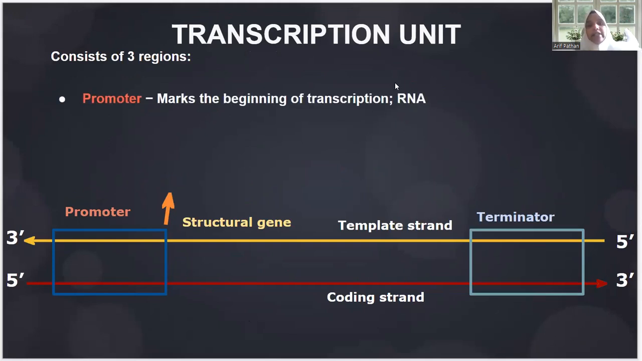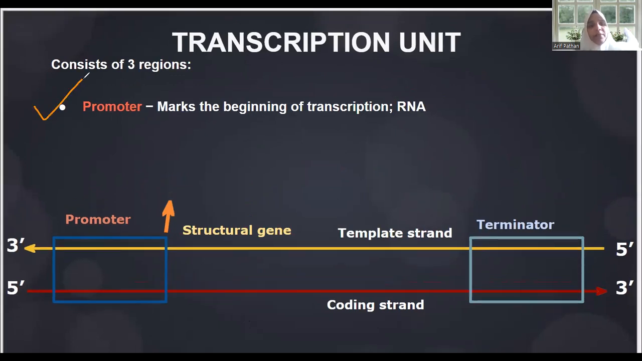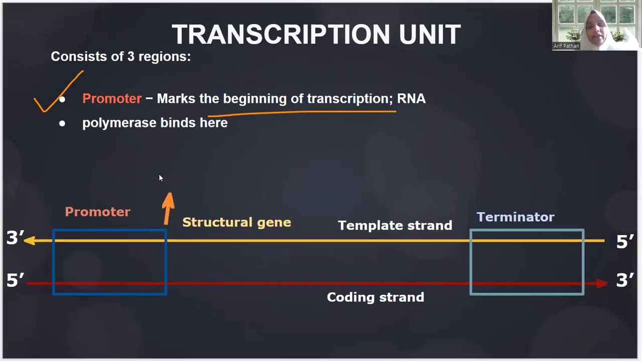It is known as the transcription unit. 3 regions. Number 1, the promoter, marks the beginning of the transcription, as we said. Here the enzyme will bind. Obviously the making of the mRNA will require an enzyme, just like replication of DNA requires DNA polymerase. So here the RNA polymerase enzyme will bind over here.